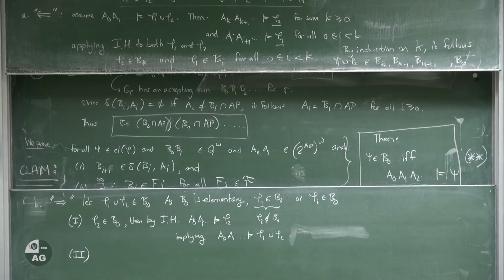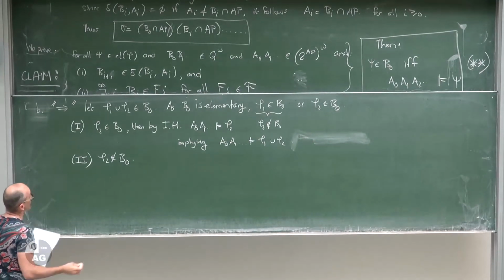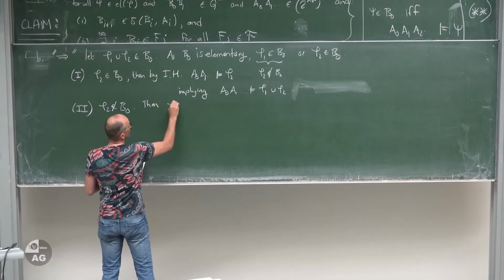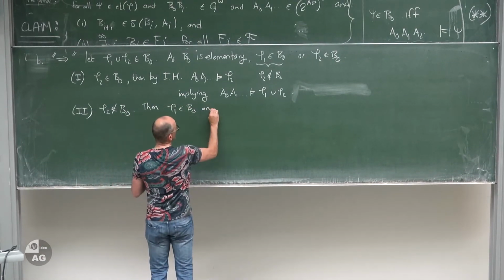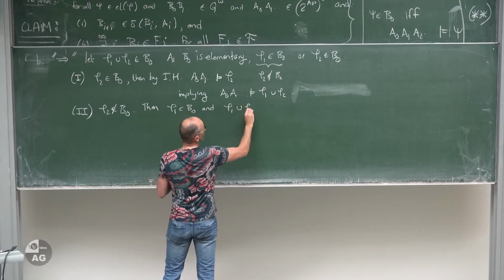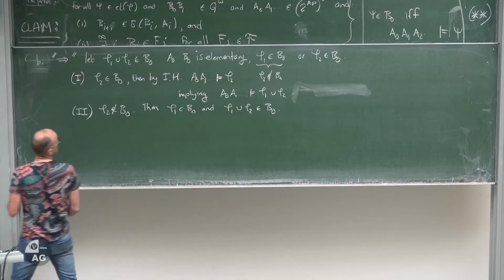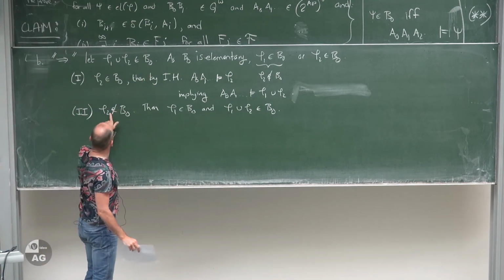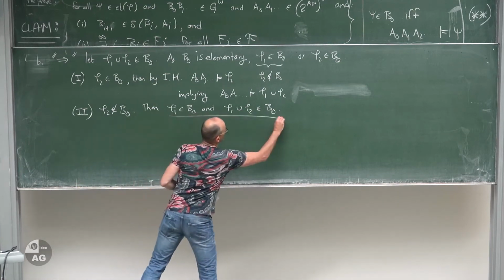Second case, phi 2 does not belong to B0. And problems are always in the last case, so here this is a bit difficult. Then it means that phi 1 is in B0, and by definition phi 1 until phi 2 belongs to B0. Because this was already what we know.